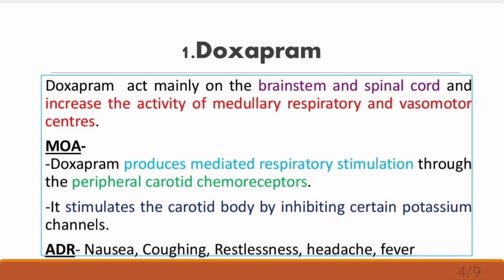and vasomotor centers. Mechanism of action: doxapram produces respiratory stimulation mediated through the peripheral carotid chemoreceptors. It stimulates the carotid body by inhibiting certain potassium channels. Adverse drug reactions include nausea, coughing, restlessness, headache and fever.